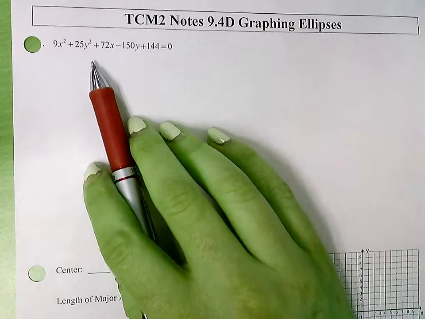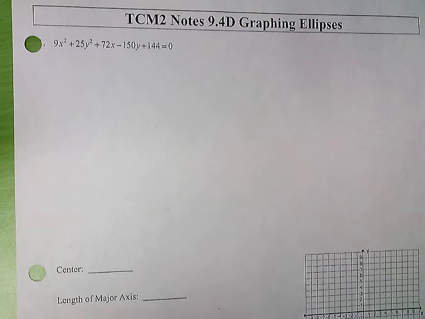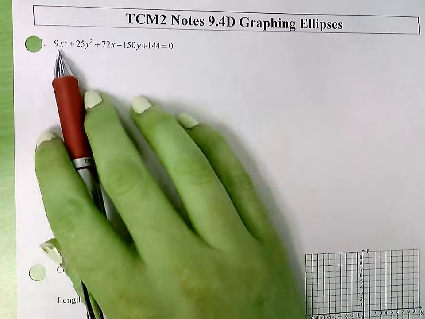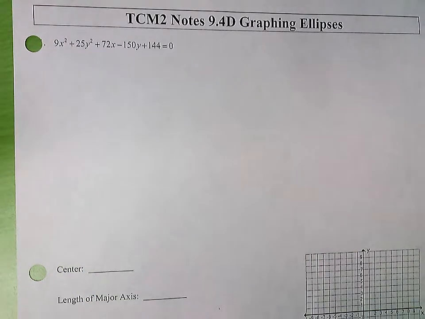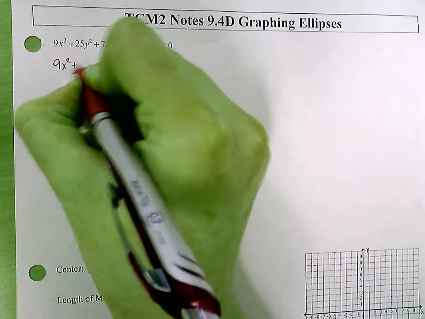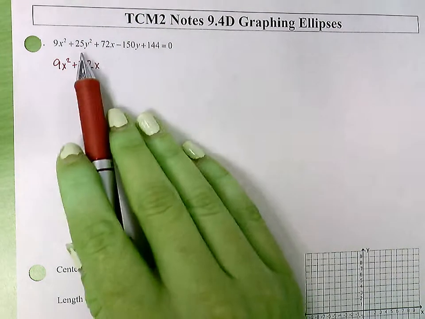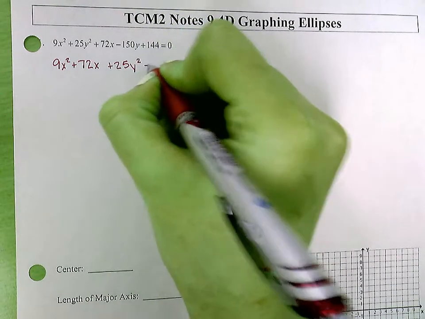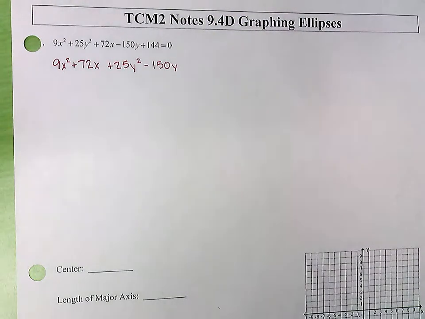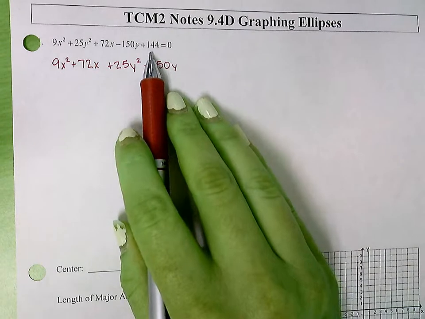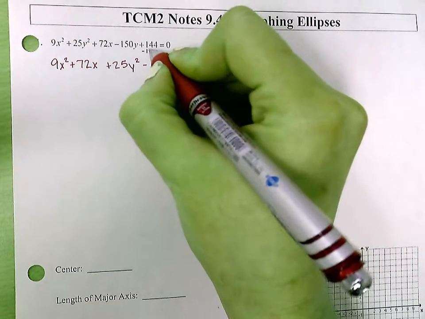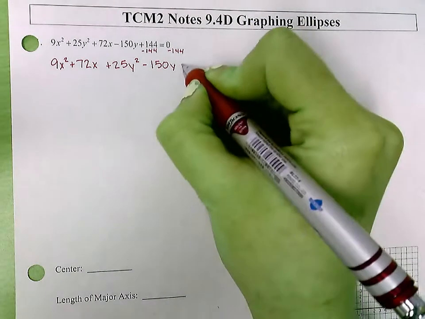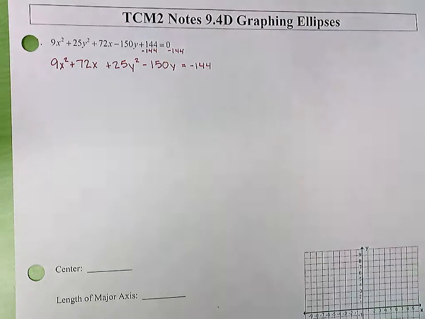So our first step here, again, to putting this into standard form, we want to group our x's together. So I have this 9x squared and I have a 72x. I want to group those together. I want to do the same thing with my y's. So I have 25y squared and minus 150y. Now this 144, I want to move to the other side of that equation. So I'm going to subtract it from both sides there. So now this will be equal to negative 144.